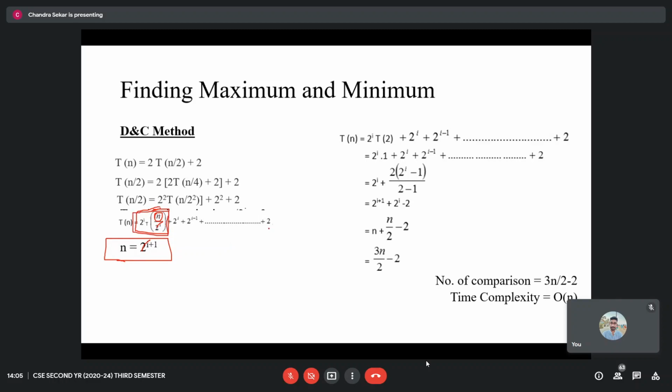So the series will be like 2 plus 2 square plus 2 cube and so on up to 2 power I minus 1 plus 2 power I plus 2 power I. So 2 times 2 power I. So it is something like this. We have it here. Since we have substituted n equal to 2 power I plus 1 here, this reduced to t of 2, that is equal to 1. And it reduced to this format of the equation.